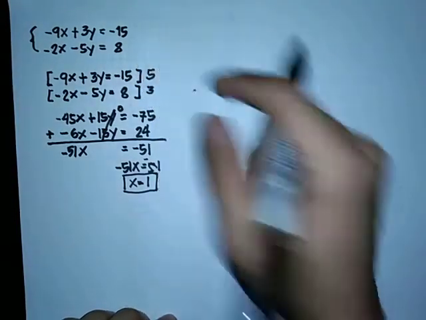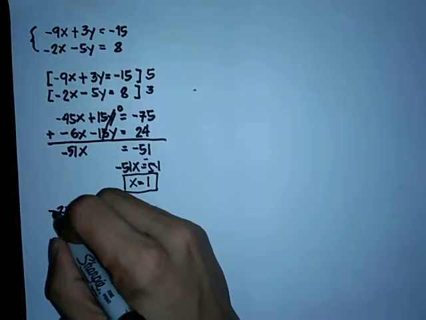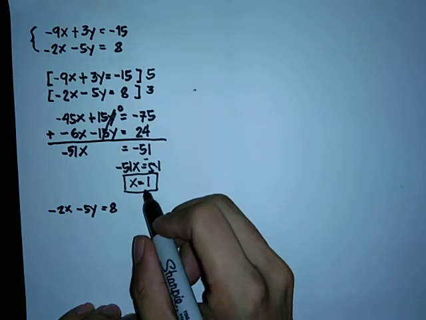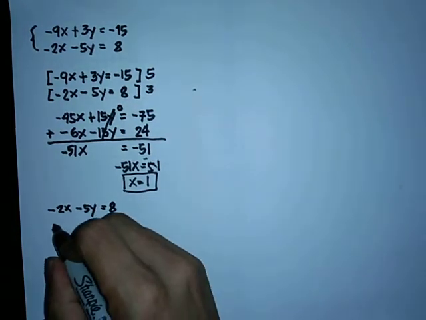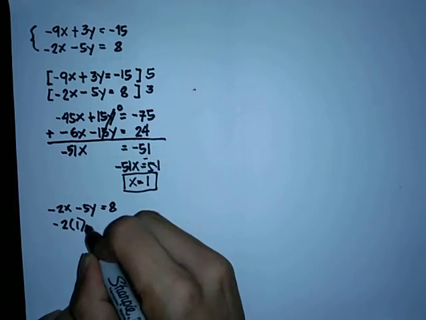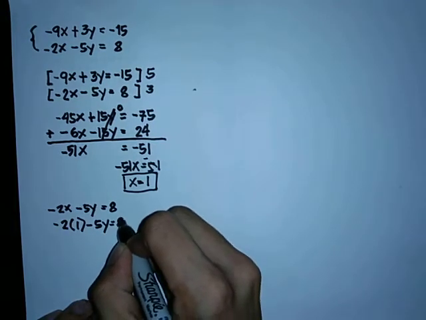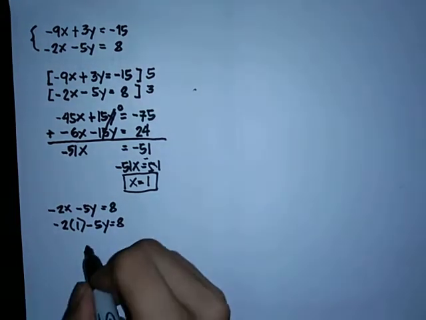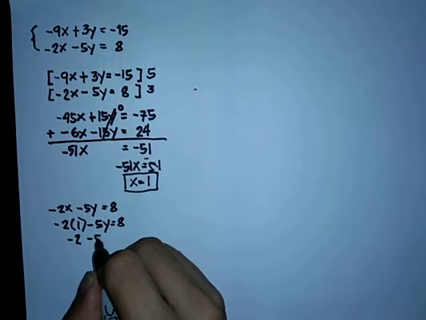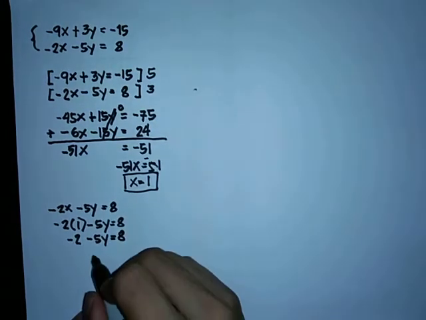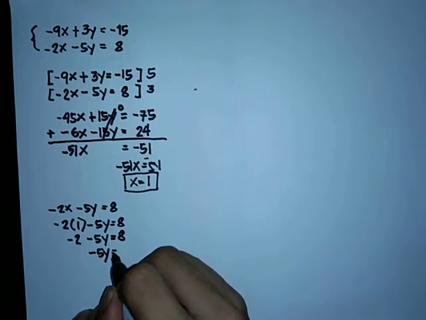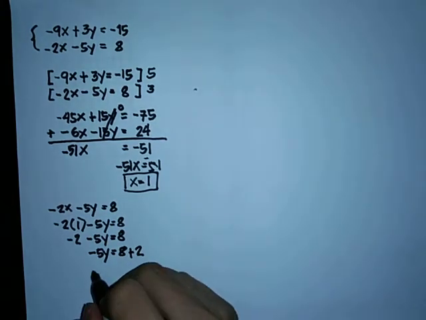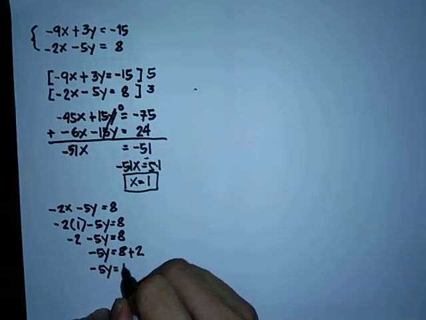I chose yung ating second equation, which is negative 2x minus 5y is equal to 8. And then we will substitute yung ating given value na x. So we will have negative 2 times 1 minus 5y is equal to 8. Okay. And then we will have negative 2 minus 5y is equal to 8. And then we will have negative 5y is equal to 8. Transpose yung ating negative 2, we will have positive 2. And then we have negative 5y is equal to 10.